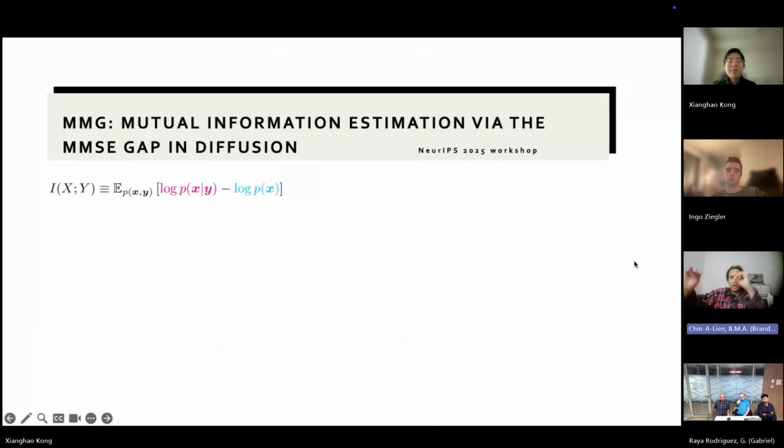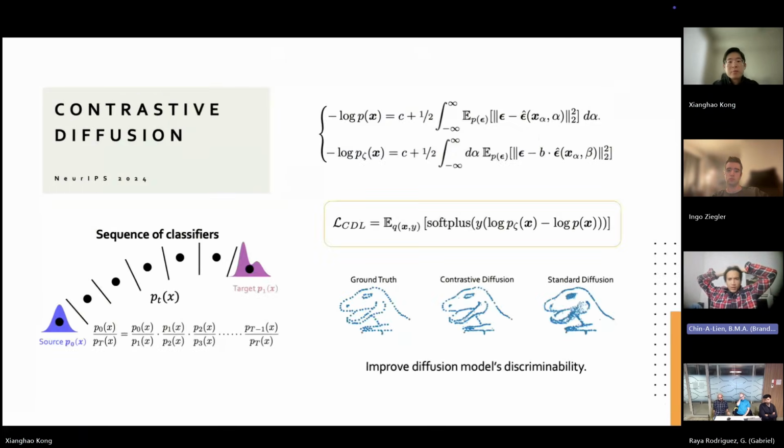Why is there the negative there? Negative, you mean? Yeah. So this p zeta could be regarded as a negative density estimation or negative denoiser. Okay.